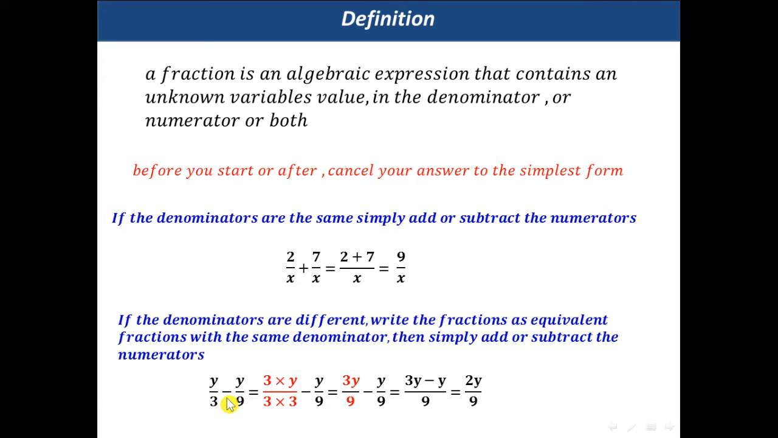So I leave y over 9 as it is with its sign. Don't forget the sign, minus y over 9, and I multiply the 3 by 3 so that it also becomes 9. But if I do this for the denominator, don't forget to do this also for the numerator. So you multiply the numerator by 3 also, so it's going to be 3y over 9 minus y over 9. Now, because I have the same denominators, I take only one of them and simply subtract the numerators. 3y minus y is 2y, correct? So the answer is 2y over 9.